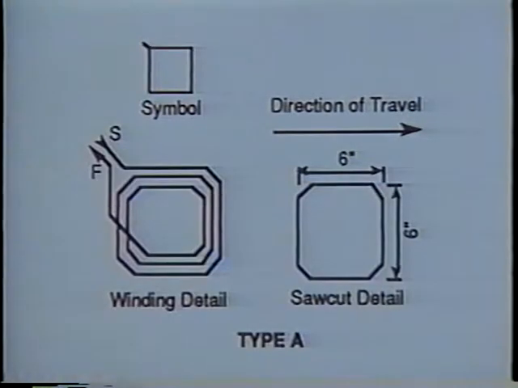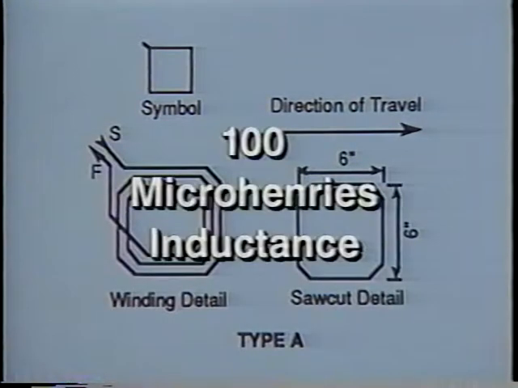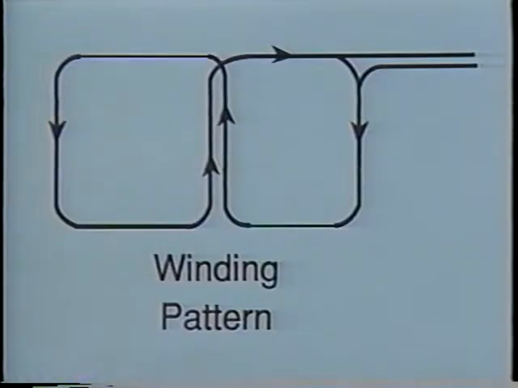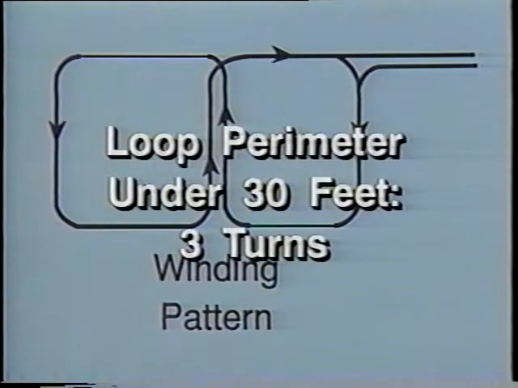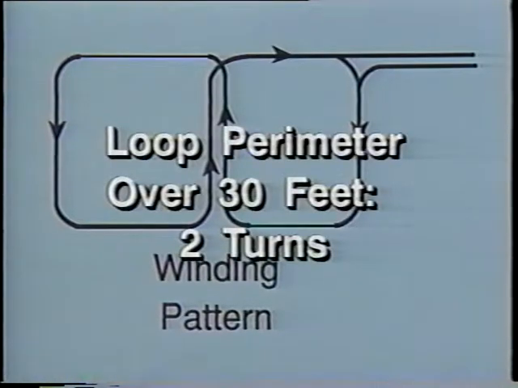All loops should have enough turns to provide at least 100 microhenries inductance per loop. This is a simple rule of thumb for determining how many turns are needed to provide the required inductance. If the loop perimeter is under 30 feet, use 3 turns of wire. If the loop perimeter is over 30 feet, use only 2 turns of wire.